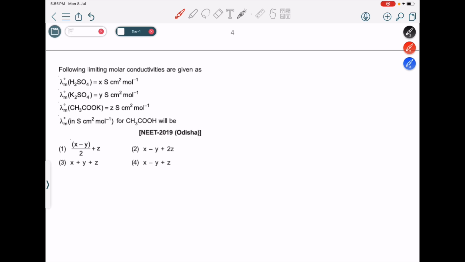I am back with one more previous year question, and this question is from the electrochemistry chapter. As you can see, this was asked in 2019 NEET. And if I give you the essence of this question, the concept behind this question is Kohlrausch law. So we'll be talking about Kohlrausch law briefly, then we'll apply this law to solve this question. Let's see how to solve this.